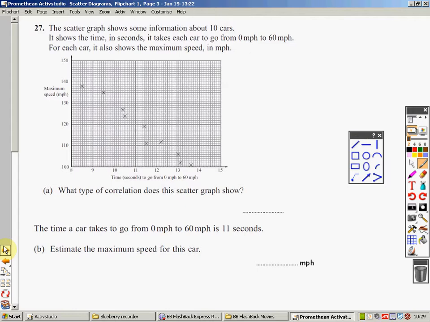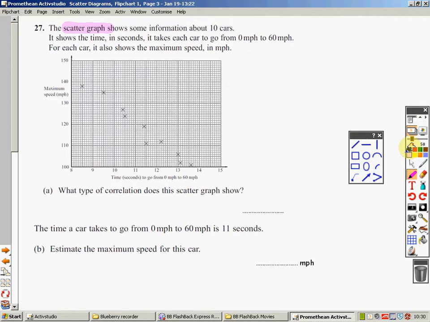Welcome back. Okay. The scatter graph, so straight away we're now in the realms of scatter graph. They do seem to put that there for you right at the start of these questions, so it's very easy for you to identify what the question's about. Shows the time in seconds it takes for a car to go from 0 to 60 miles per hour. For each car it also shows a maximum speed. What type of correlation does this show?